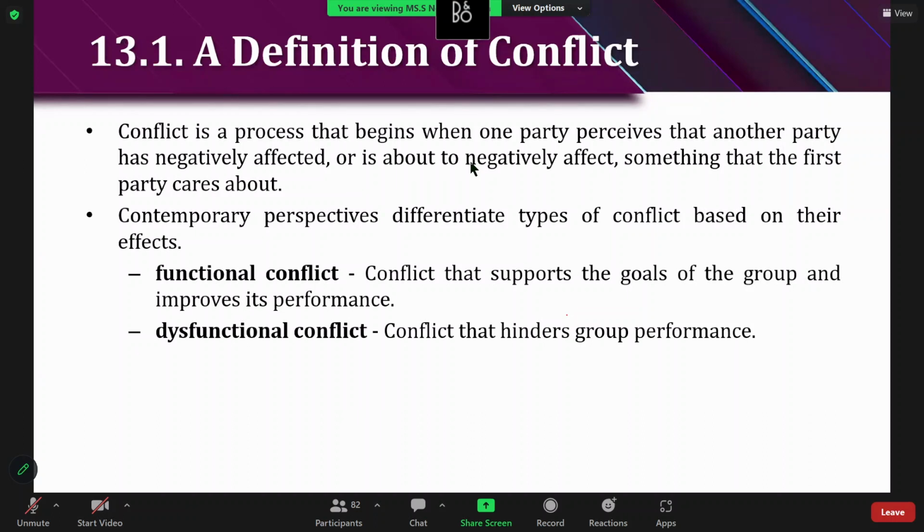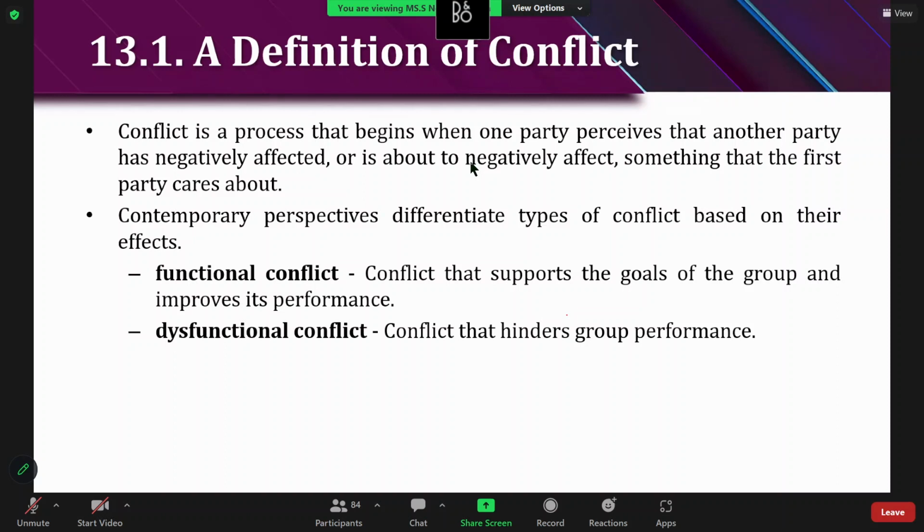Okay, so the contemporary perspective differentiates the types of conflict based on their effect. Conflict, we can categorize according to different bases. So when we categorize conflict based on the effect it has on the performance of the organization, we can categorize it into two: functional conflict and dysfunctional conflict. The functional conflict supports the goal of the group and improves its performance.